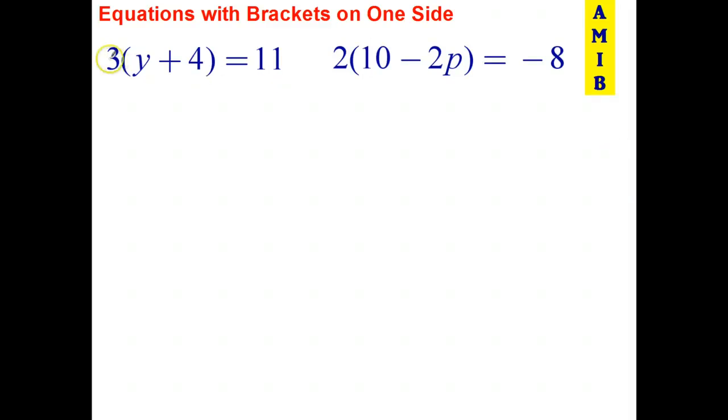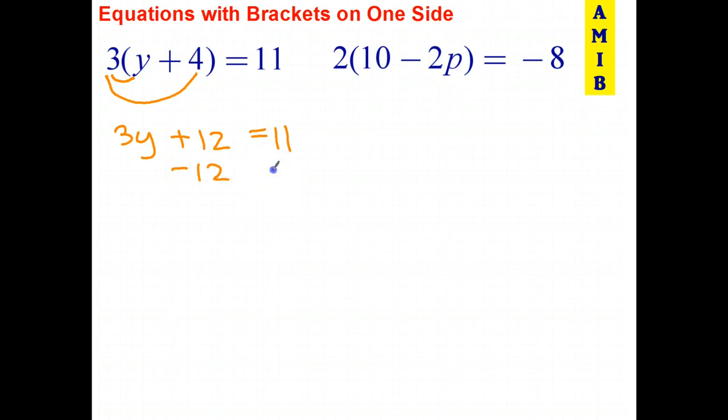and I'm going to solve this equation differently. What I'm going to do is get rid of the brackets by multiplying using the distributive law. So this is 3 times all of y plus 4, which means 3 times y plus 3 times 4. And now that I've removed the brackets, I can just go ahead and solve it as we've learned previously.